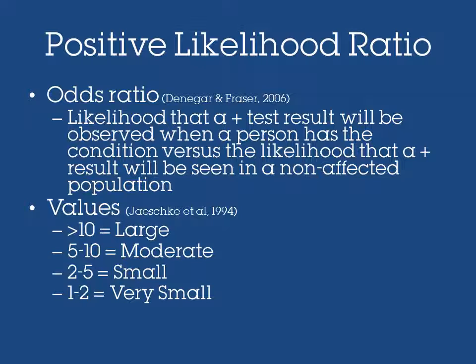When we look at some of these values, anything above 10 is considered a large positive likelihood ratio, 5 to 10 is moderate, 2 to 5 is small, and 1 to 2 is very small. And taking into account specificity and sensitivity, with sensitivity for a positive test, you want a large likelihood ratio. A sensitive test with a large likelihood ratio would probably be a good test to use.